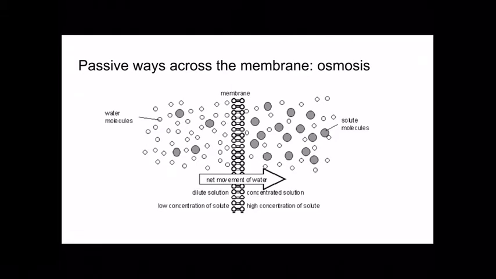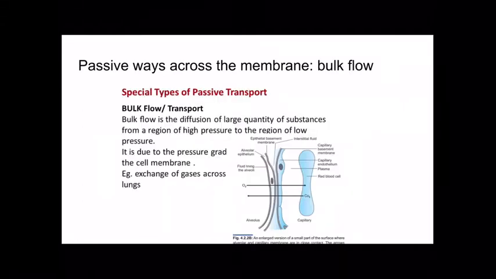It doesn't take any energy to do that. Water will just flow across the membrane slowly, but it will do it in an effort to equal out the distribution of the solutes in the water. Okay, so that's our second passive process. The first one was diffusion, the second one is osmosis, and the third one is bulk flow.